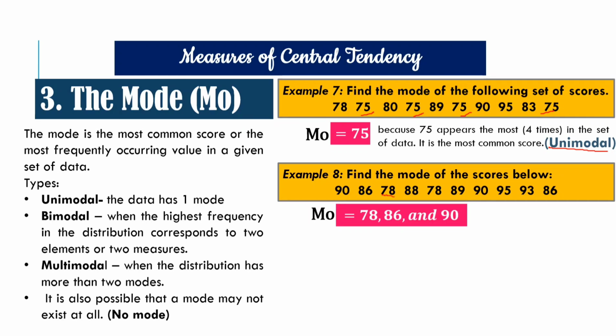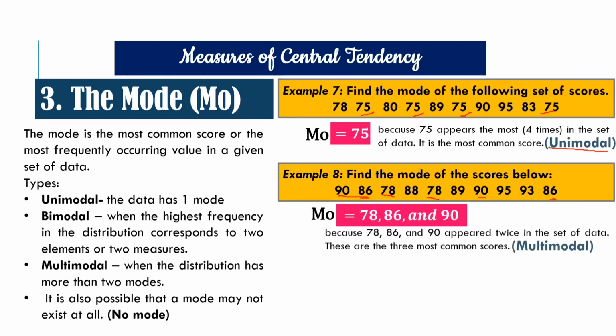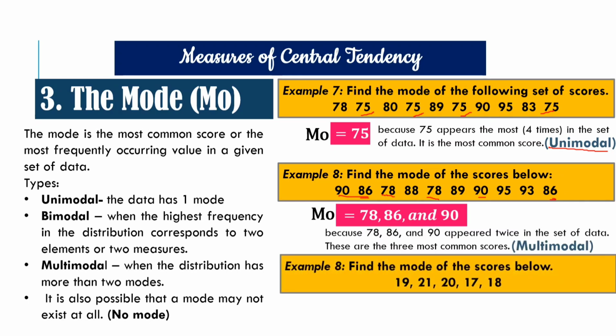Why? Because 78 appeared twice, 86 appeared twice, and 90 also appeared twice. This is an example of data which is multimodal because it has more than two modes. And for example 8 or example 9, we have to find the mode of the scores below.